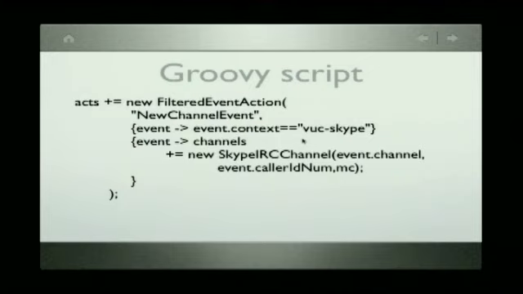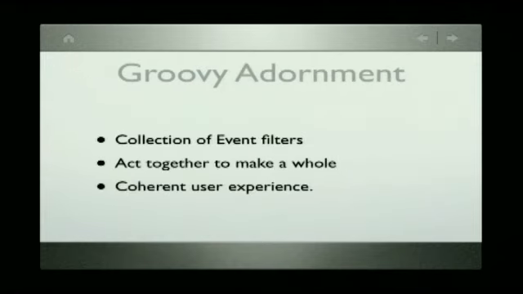And then you'd have a matching one of these at the end of the call to close it all up and tidy up. And in the middle, you'd have ones that caught the message events and sent them in the right directions and changed the text if needed. So a Groovy adornment is a collection of event filters. It's a start one, a finish one, and some ones in the middle, typically. Although it may just be a single event.